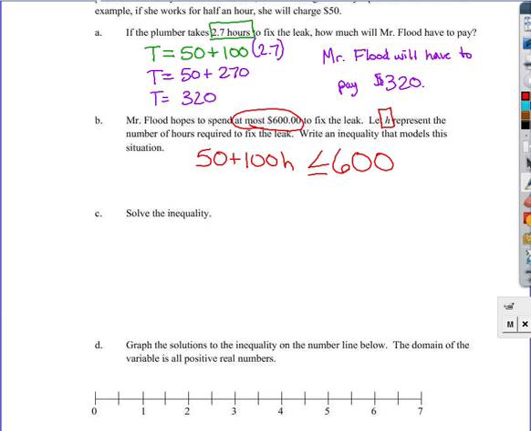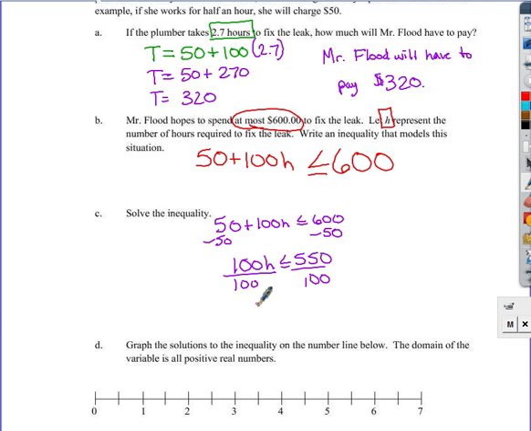Part C, solve the inequality. So if I solve the inequality, first step, I'm going to subtract 50. So I have 100H is less than or equal to 550. Then you divide by 100. So H is less than or equal to 5.5.